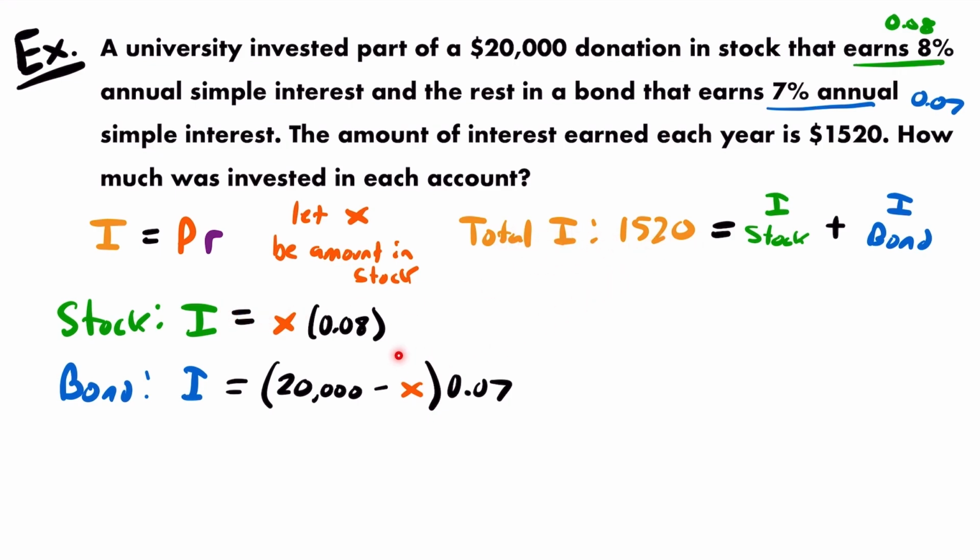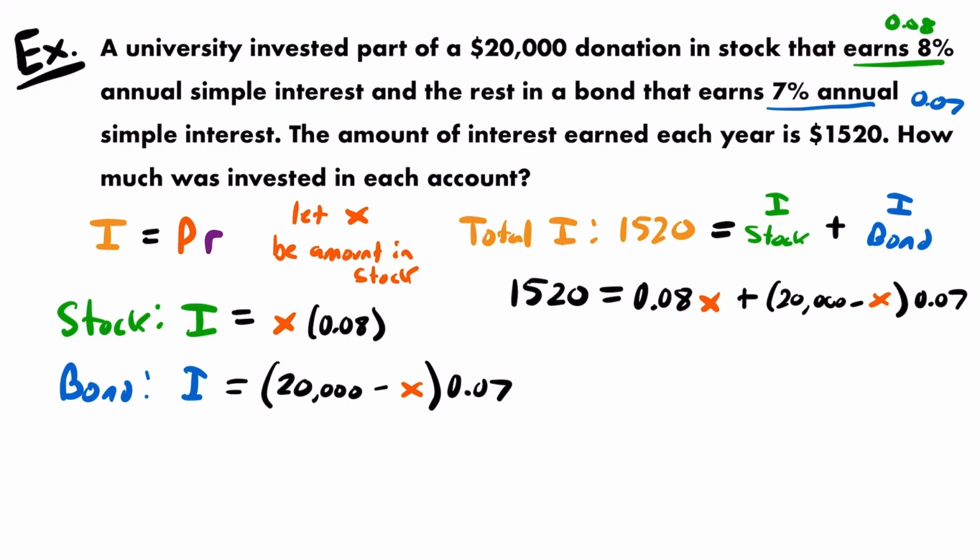We know that the sum of these two values should be 1,520, so we can set that equal to the sum of these two expressions. All right, so we have 1,520 is equal to the interest in the stock, which is X times 0.08. So I'll write that like this. We'll have 0.08 times X, and then we're adding that to the interest from the bond, which is this expression right here, 20,000 minus X multiplied by 0.07.